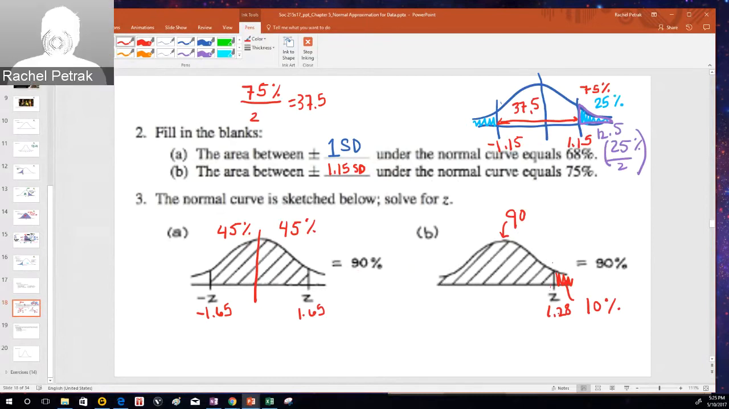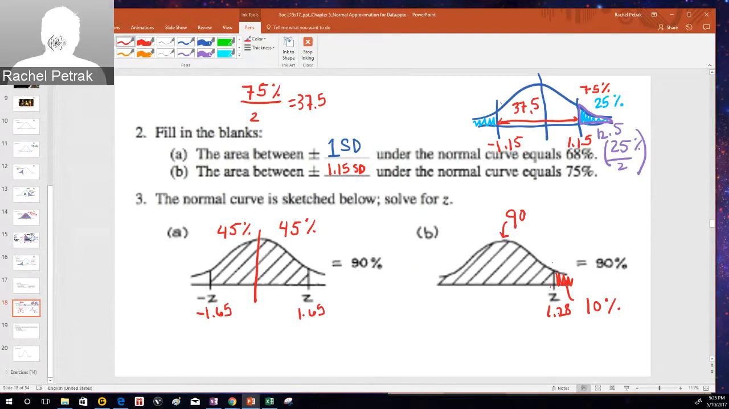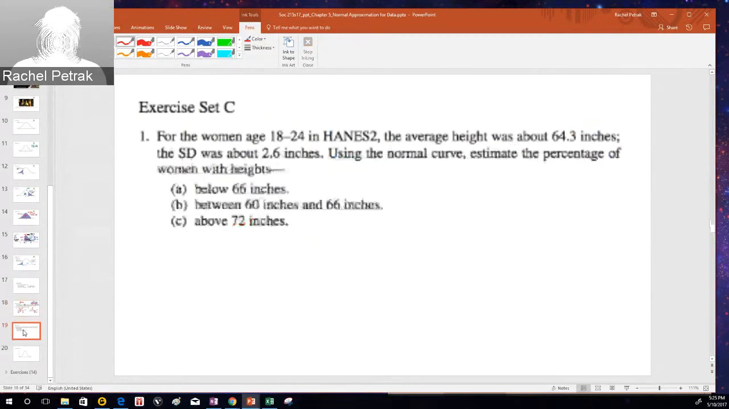Any questions about the distinction between these two areas of the distribution and how to find them? Okay, well, let's practice it a little more.